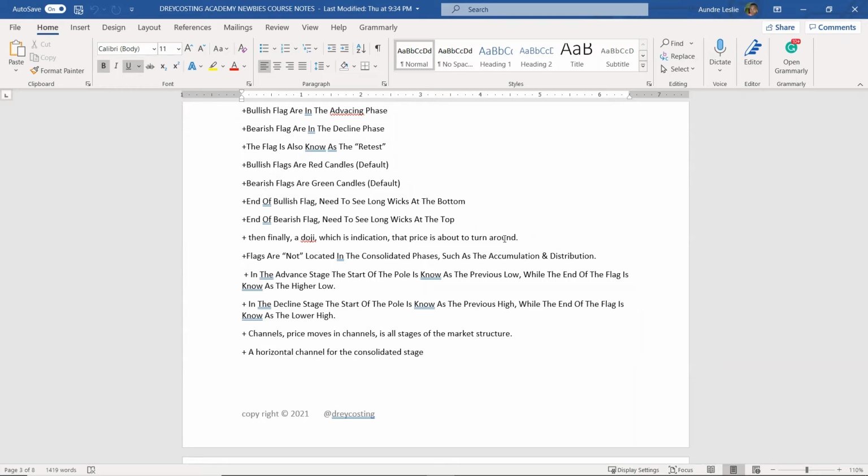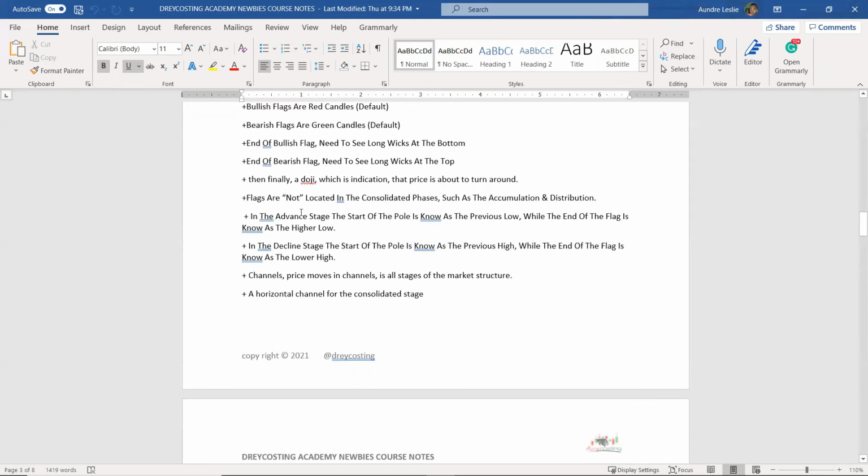So I'm saying flags are not located in the consolidated phases, such as accumulation and distribution. Does that make sense? Yes, that makes sense. Because the flag is a trend. They are in the trending phase, right? You're creating higher highs and higher lows, or lower highs and lower lows. In a consolidation, there are no higher highs or lower lows being created. It's just going sideways. Therefore, flags are not located in the consolidated phase.